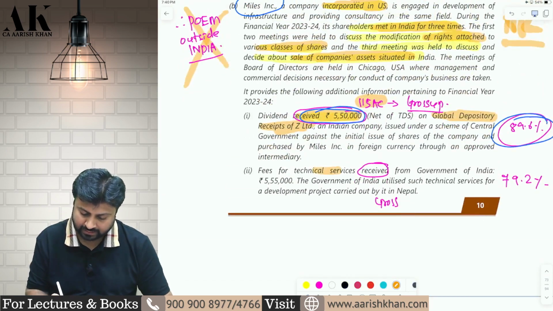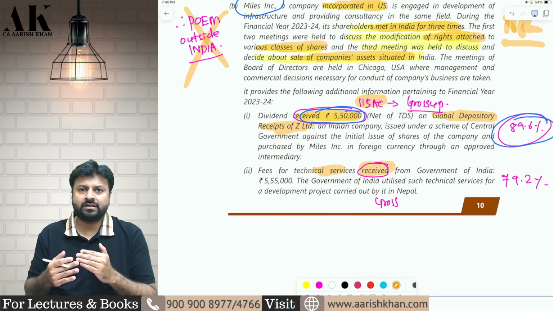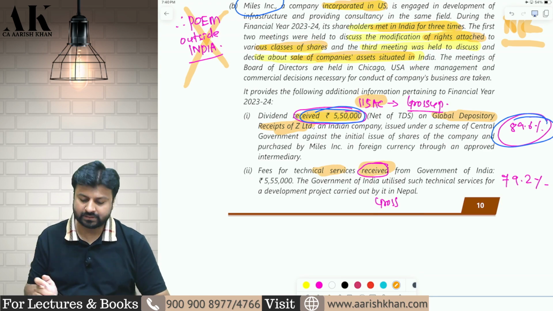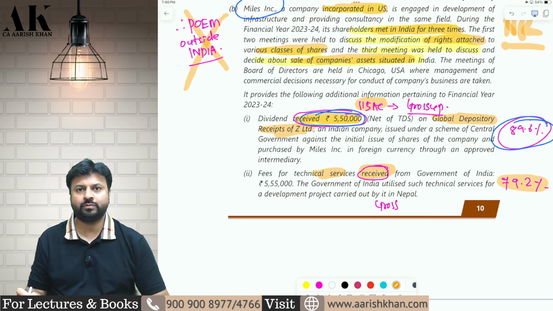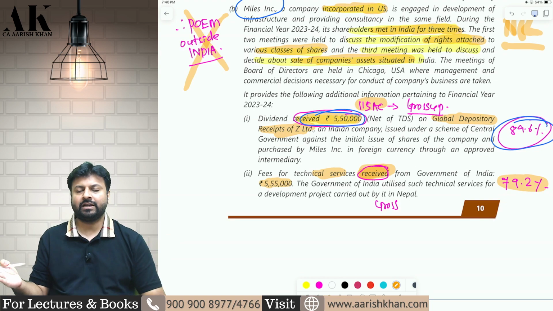Similarly, a fee for technical services is received. Again, you have to gross up. Generally, fees for technical services is taxable at how much? 20% tax, 4% cess, therefore 20.8%. Therefore, you have to gross up at 79.2% by reducing the tax portion. So 5,50,000 is received. So this is 79.2. The gross up is how much?